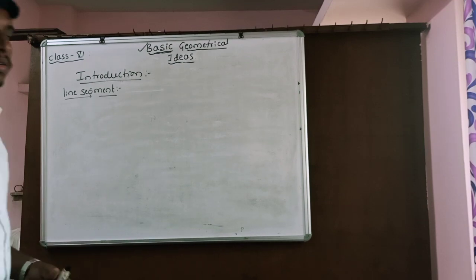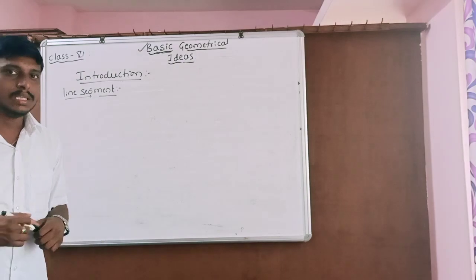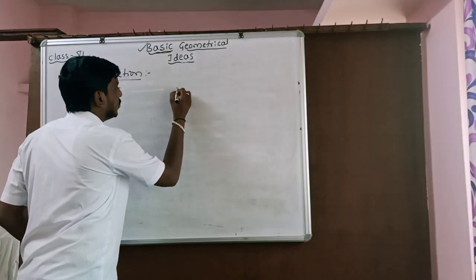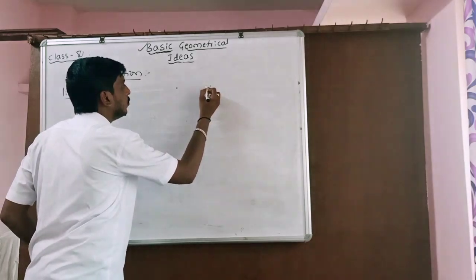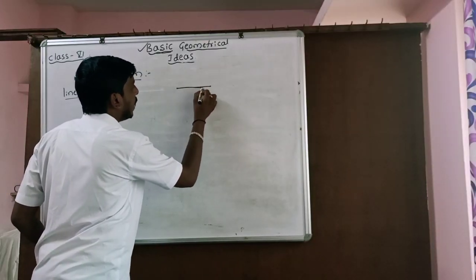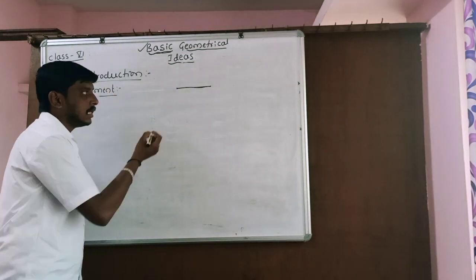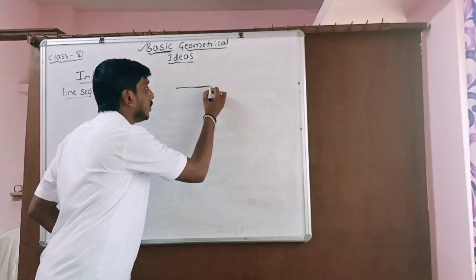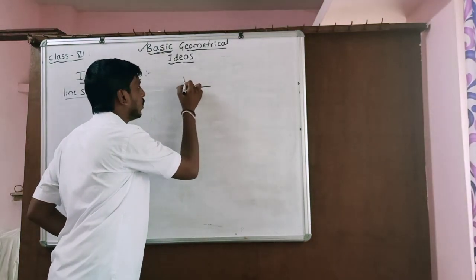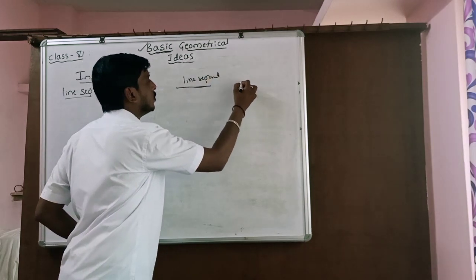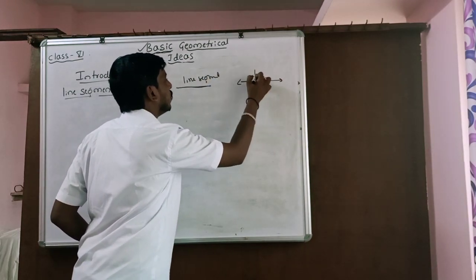So the next, third concept, is line segment. What do you mean by line segment? I'll draw the diagram first. This is one point and this is one point. When you join these two points, it is called what? A line segment. See, here the arrow mark will not come. Why? Because it has two endpoints. This is a line segment, and this is a line.